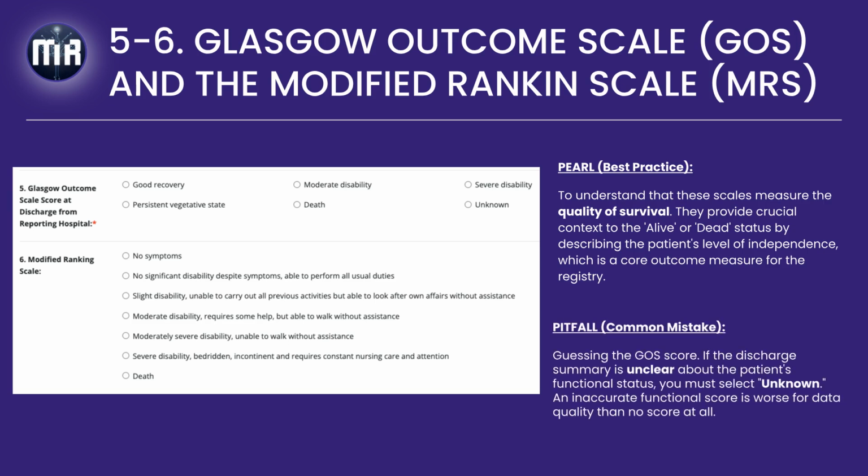The most critical pitfall to avoid is guessing the score. If the discharge summary is unclear about the patient's functional dependency, for example, it doesn't state whether they can walk or care for themselves, you must select unknown. An inaccurate functional score is worse for our data quality than no score at all. By accurately capturing this information, you are helping us understand the true human impact of trauma and the effectiveness of our care in restoring patients to their lives.